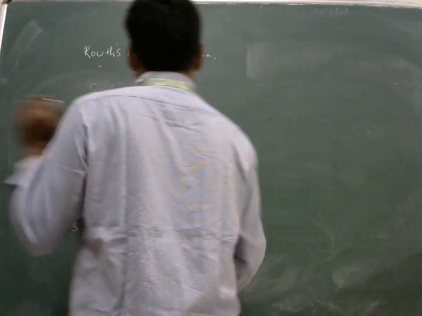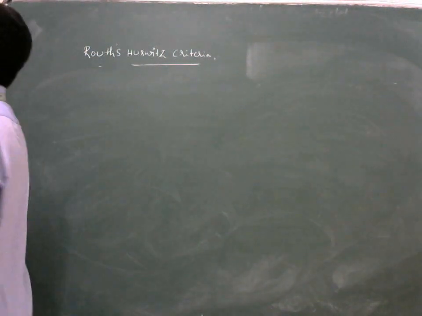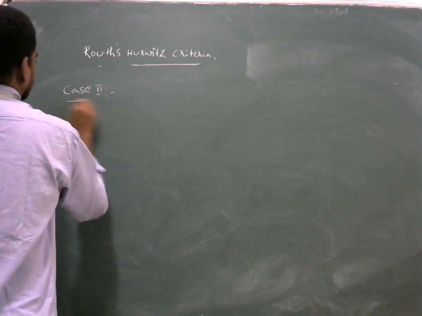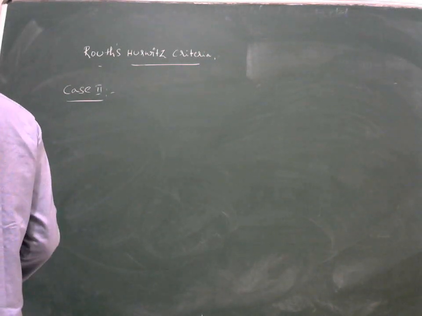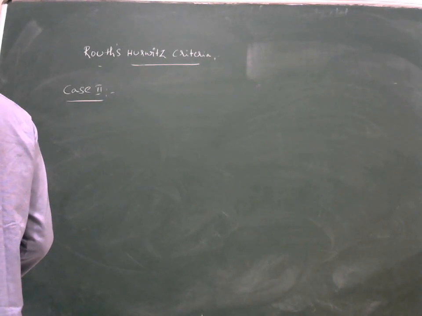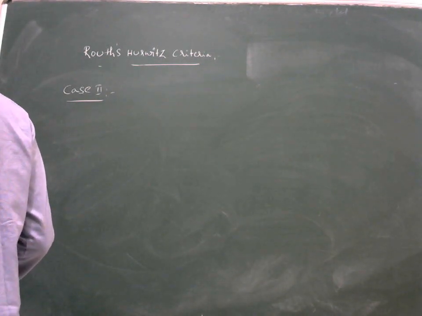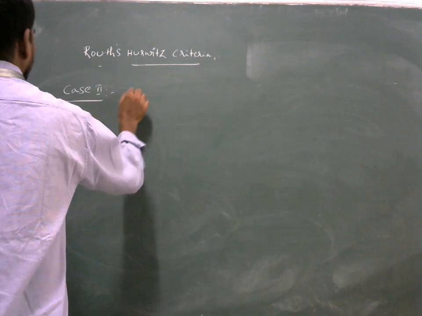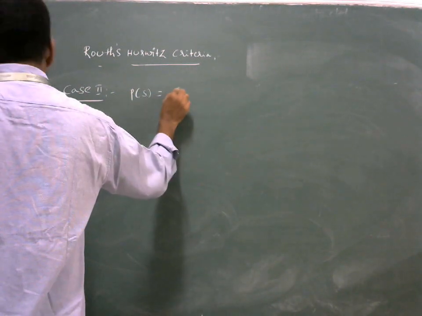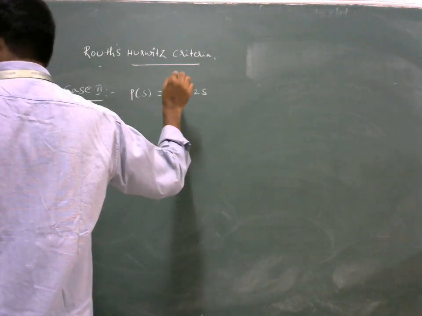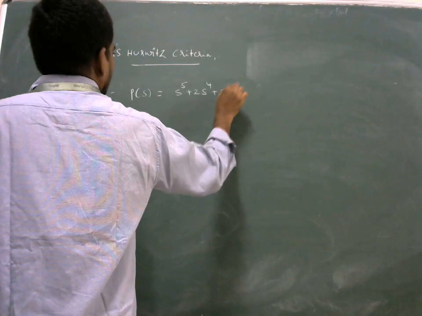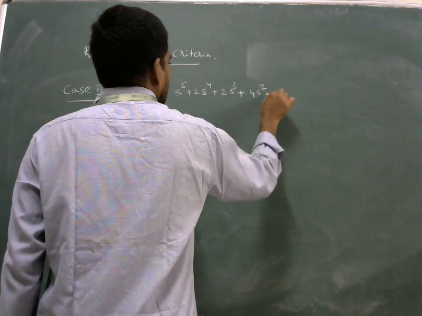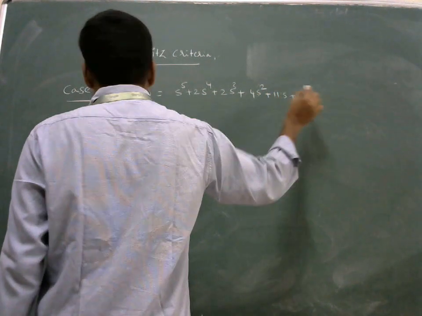Case 2. Now I am taking one example. We take the polynomial P of S equal to S power 5 plus 2S power 4 plus 2S cube plus 4S square plus 11S plus 10 equal to 0.